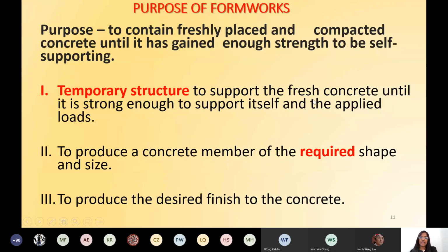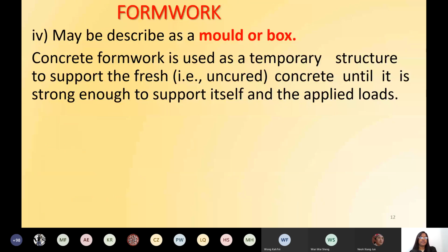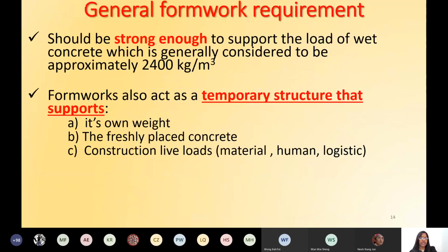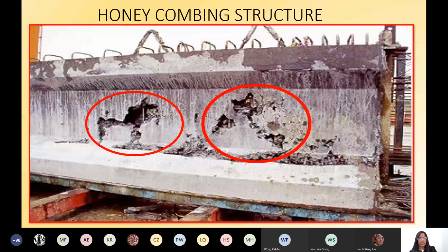Temporary structures to support the fresh concrete until it is strong enough to support itself and applied loads. For production of concrete members of required shape and size, you need this formwork, the supporting structure, the temporary structure. To produce the desired finish of the concrete, you also need a smooth, suitable formwork. A mold or box, concrete form is used as a temporary structure to support fresh concrete until it is strong enough to support itself. Okay, this one I will explain to you later, the requirements and everything. Quickly go through this video and we stop today.